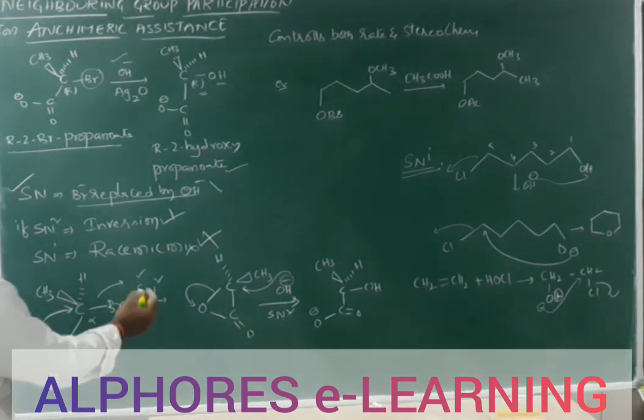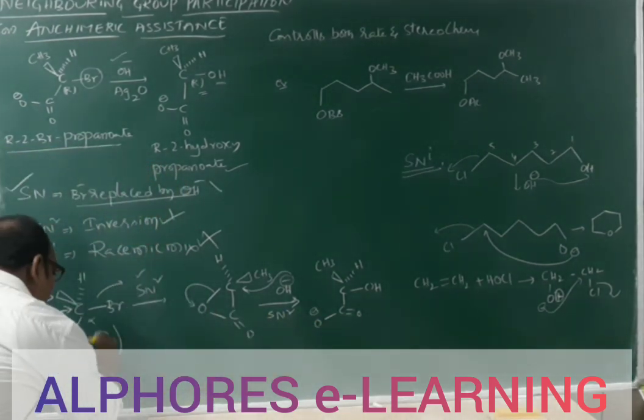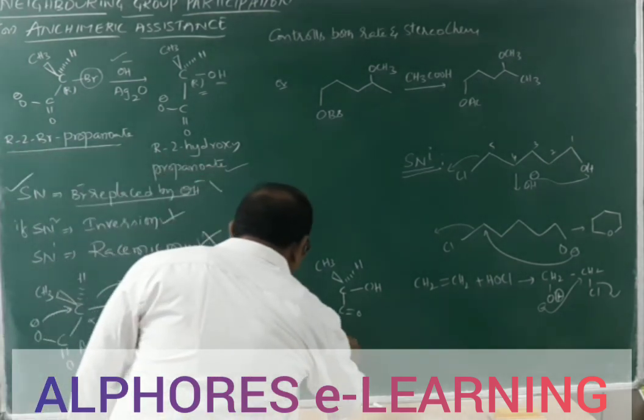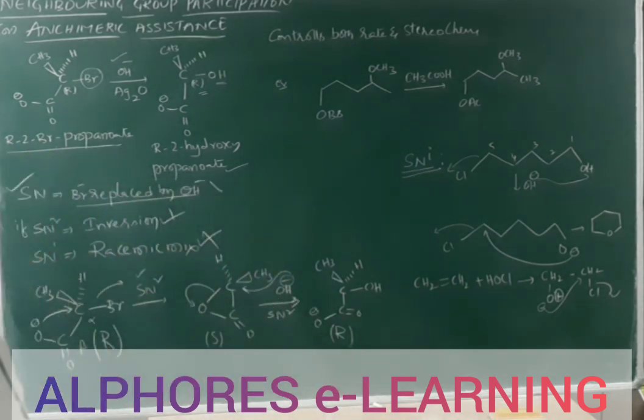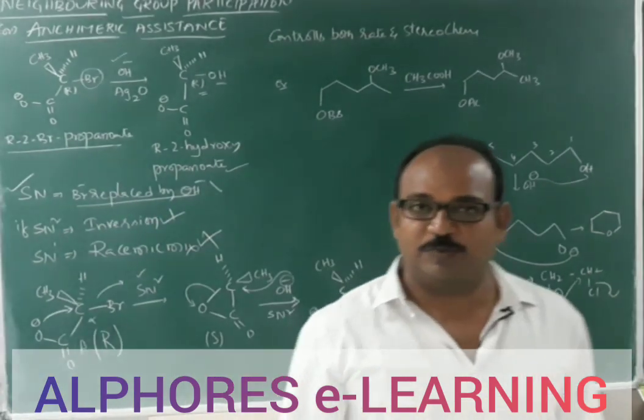Here the product we are getting shows retention. Initially we considered R; meanwhile it turns to S, and again it turns to R. Got the point here? This type of mechanism is what we call neighboring group participation.